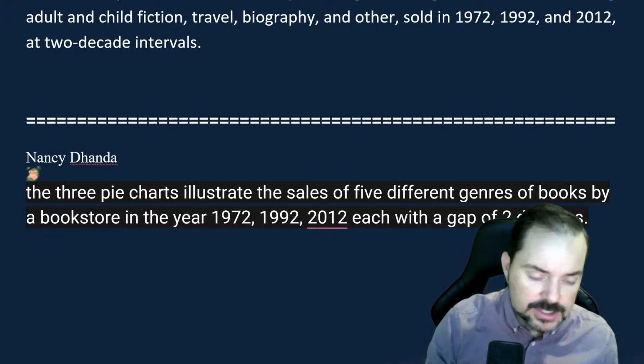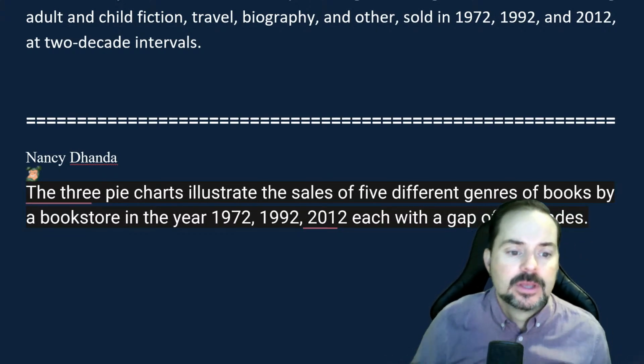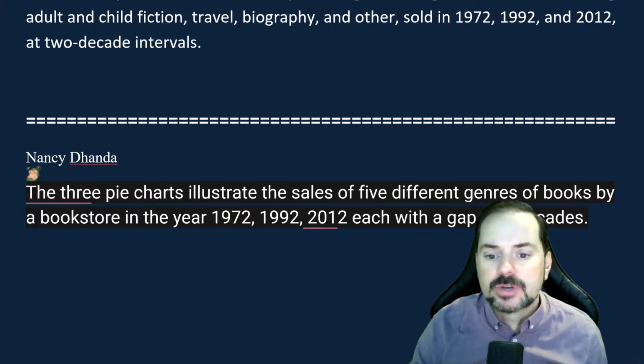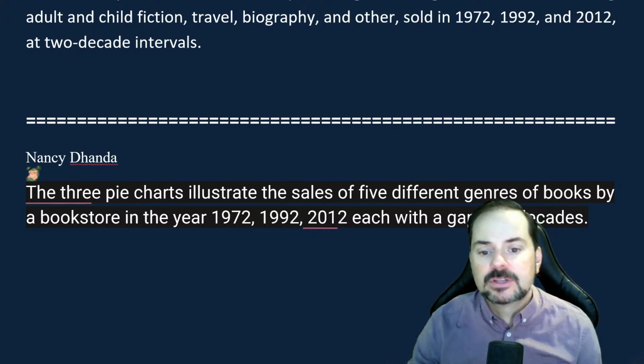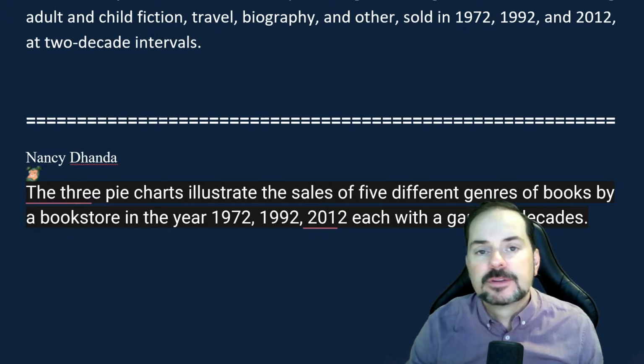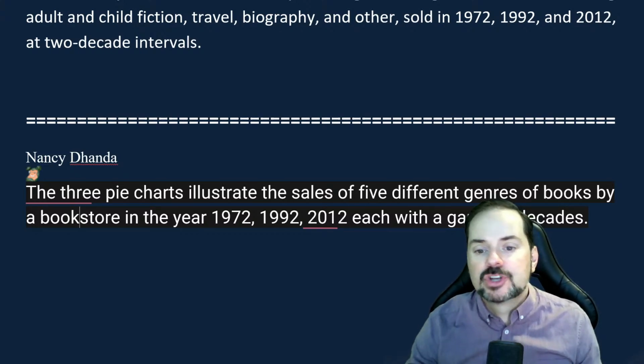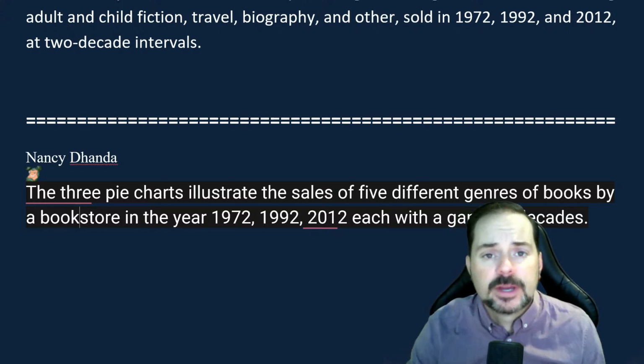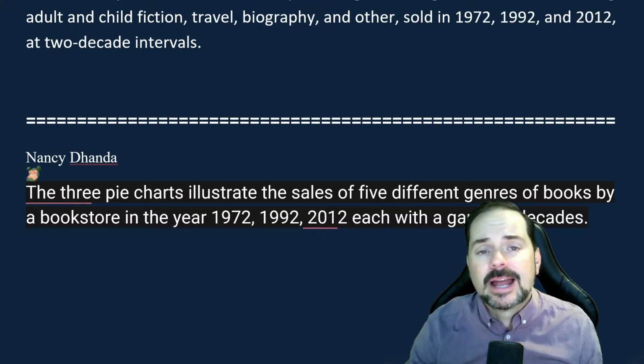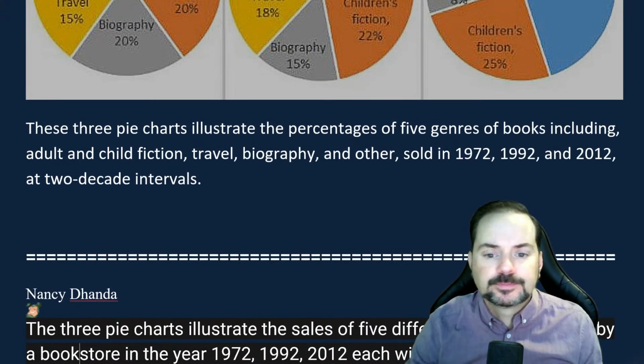So, Nancy, let's start with a capital T here, okay? The 3 pie charts illustrate the sales of 5 different genres of books by a bookstore in the year 1972, 1992, 2012, each with a gap of 2 decades. Okay, that's good. Yeah, so the big difference, of course, is you did not list the 5 genres, but that's fine because you're going to write about those anyway, so it's not absolutely necessary. So it's good. Okay, and you do have the word bookstore in there. I might need to include that.